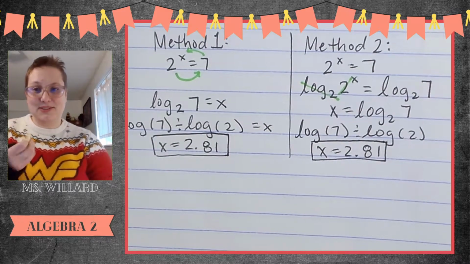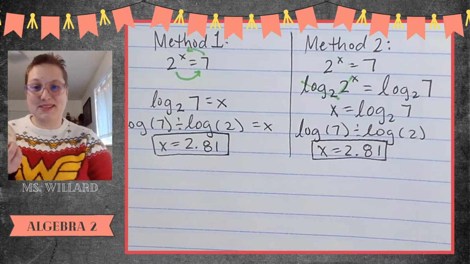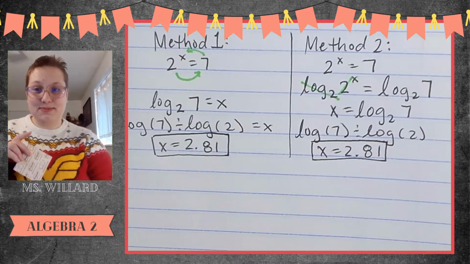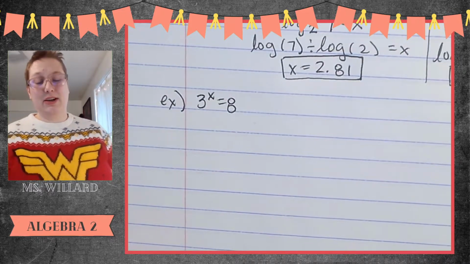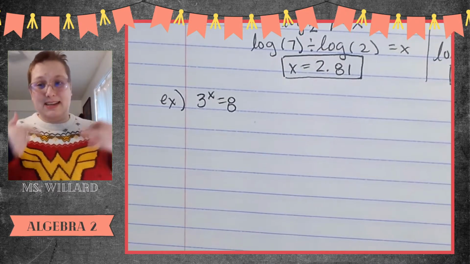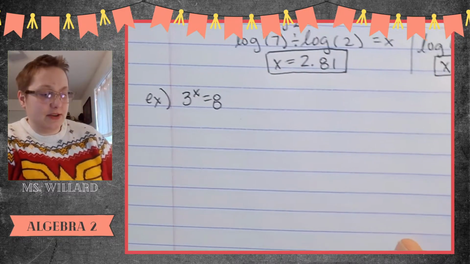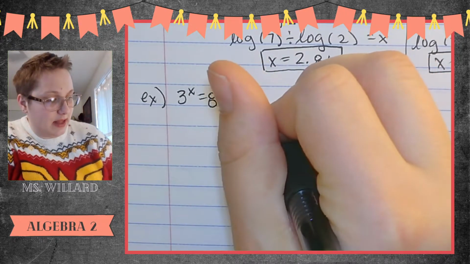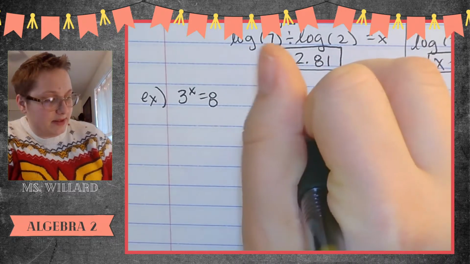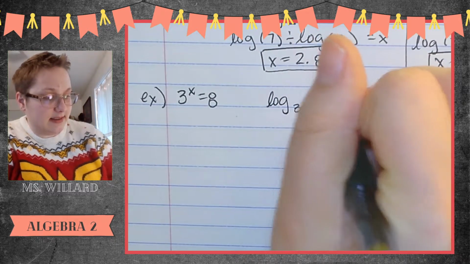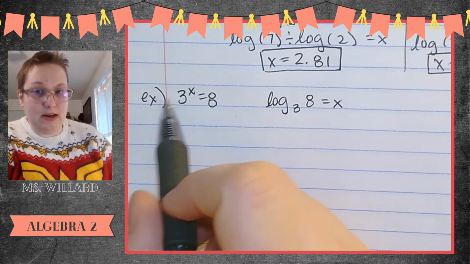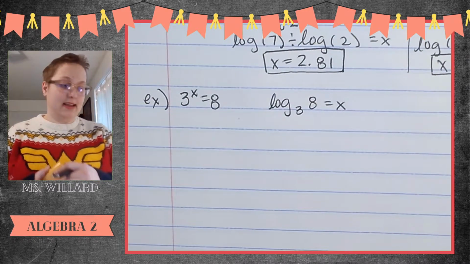So let's not do that same problem again. I have 2 to the x equals 7 and 2 to the x equals 5 both on my paper, so that's silly. We wouldn't do that. So let's try 3 to the x equals 8. I know that 3 to the power of 2 is 9, so it's going to be less than 2, but I don't know this specific one. So if I use method 1, I would know that log base 3 of 8 equals x. If I did method 2, it would be the same thing. Log base 3 of both sides would get that down.